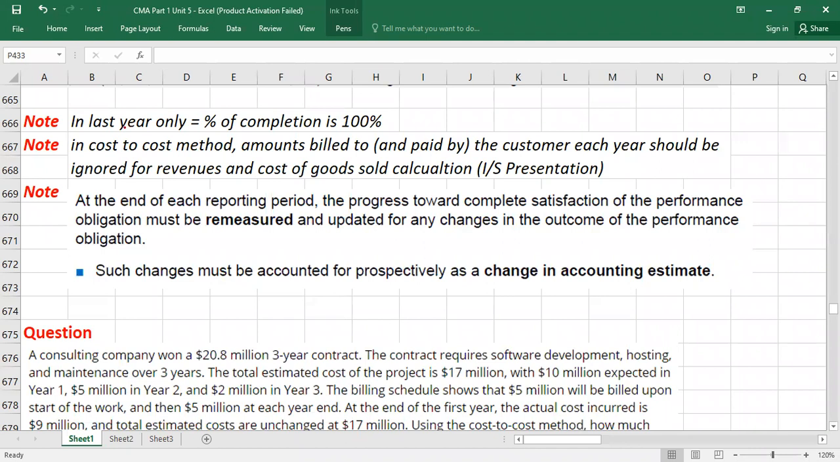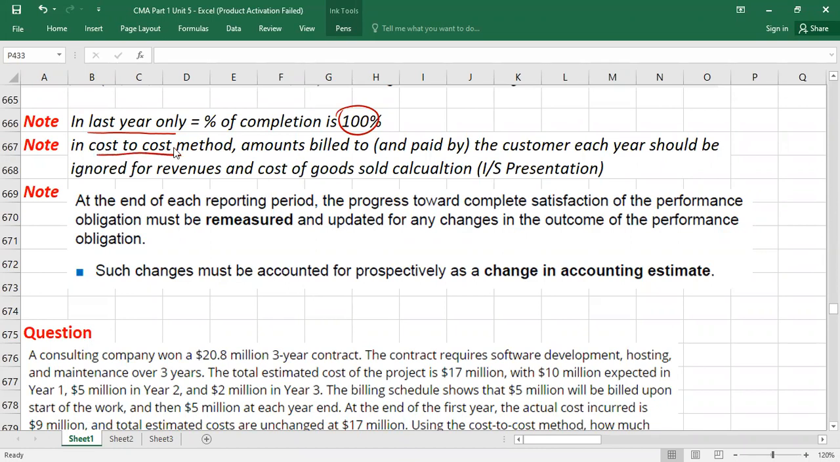As I told you, a few notes. For the last year only, the percentage completion will be what? 100%. You don't need to work. Don't waste your time in the exam. Understood? If you are required to do calculations for the last year, the percentage completion is 100. Otherwise, you can follow the process. It's up to you.